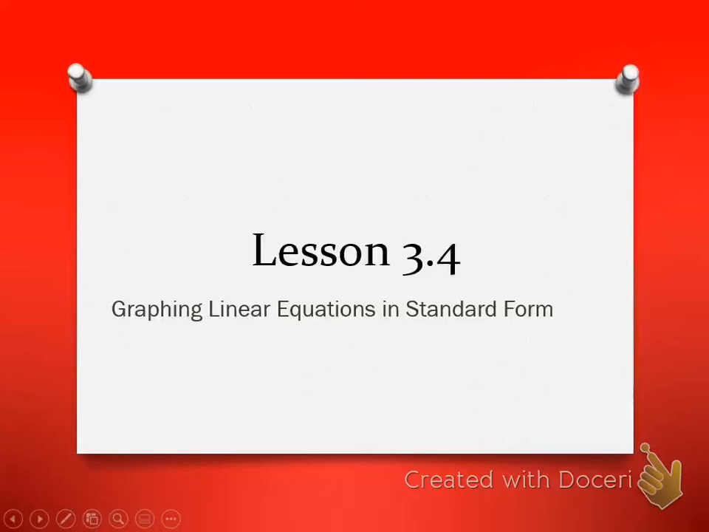Today we're going to look at lesson 3.4. Now, if you look at the beginning of the lesson title, you've seen these words before. It says graphing linear equations. So I want you to think about yesterday's quiz. When you were asked to graph linear equations, what did you have to create in order to be able to graph the equations? You remember?